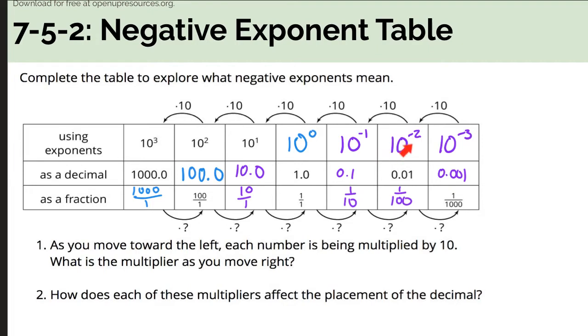So if you'll notice, like our 10 to the -2nd, that is the same as 1 over 100, or as a decimal, 0.01. So number 1 says, as you move toward the left, each number is being multiplied by 10. We can see that up here on the top. So what is the multiplier as you move to the right? Well, as we move to the right, we are multiplying by 1/10. Number 2, how does each of these multipliers affect the placement of the decimal? Well, in the decimal places, you can see it just keeps moving by 1, either to the right or to the left, depending on which direction in the table you're moving.